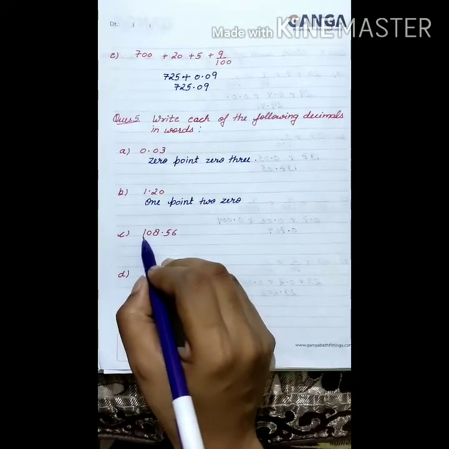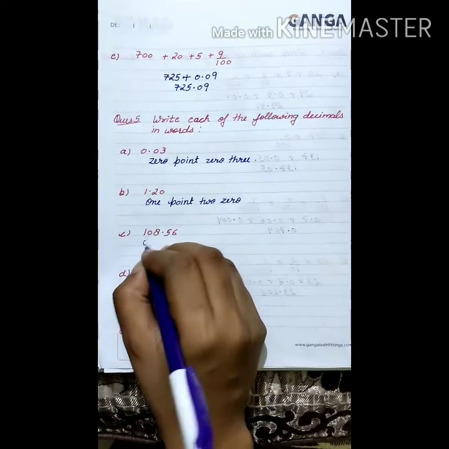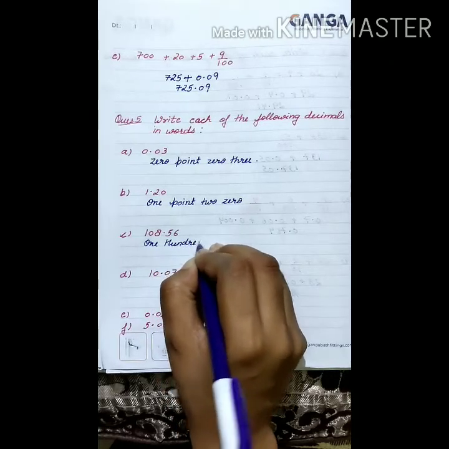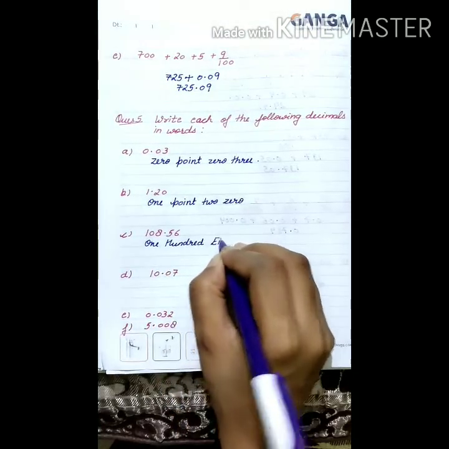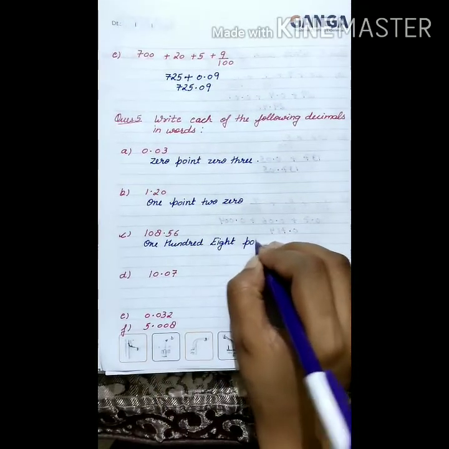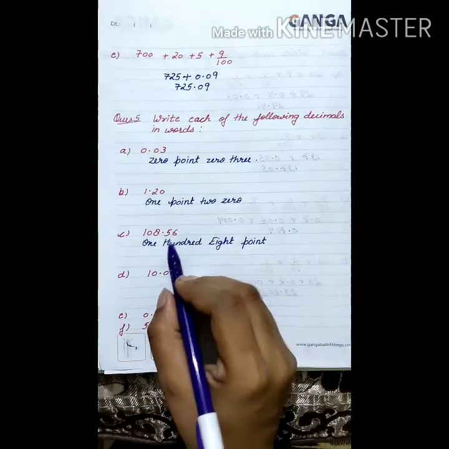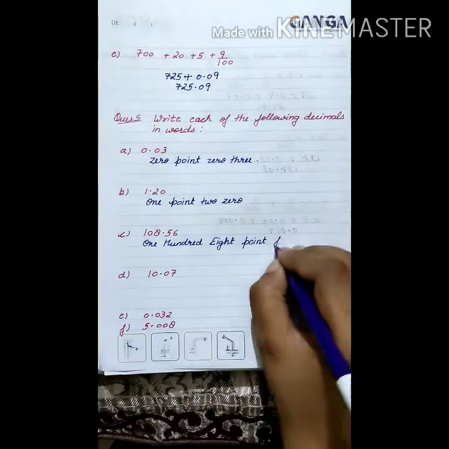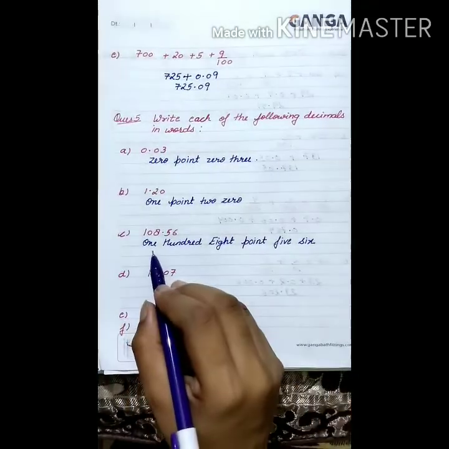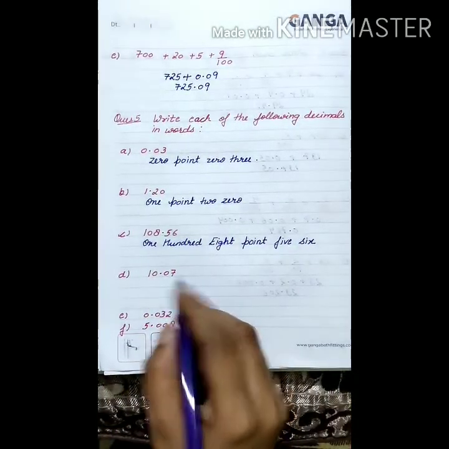C part, 108.56. Here we have 108 to the left of the decimal point, so we write it as a whole number, that is 108. The decimal point is represented as point, and the digits to the right side of the decimal point are represented as individual digits, that is 5, 6. Answer is 108.56.